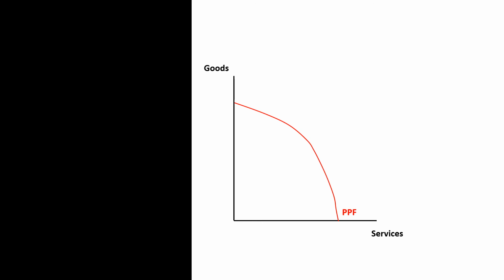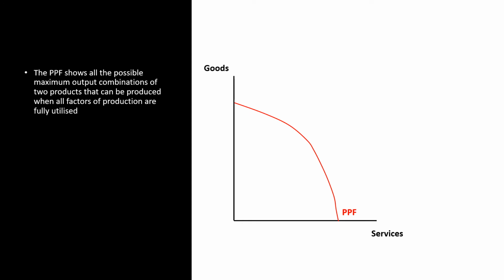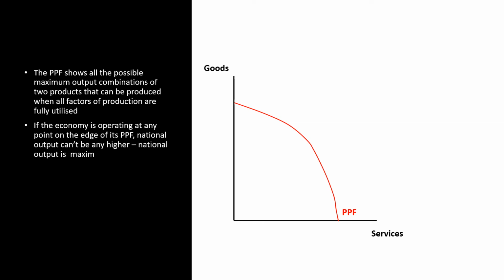The diagram that you can see there is a production possibility frontier for an economy that can produce either goods or services. So as you know, the production possibility frontier is a diagram that shows all the possible maximum output combinations of two products, in this case goods and services, that can be produced when all factors of production are fully utilised. If the economy is operating at any point on the edge of its PPF, national output can't be any higher. In other words, national output has been maximised, which means that the economy has achieved its productive potential.